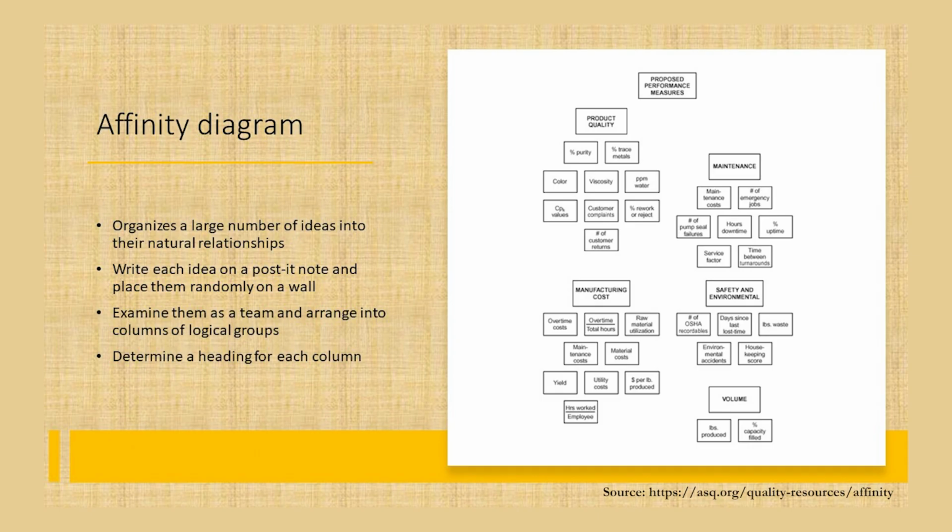Likewise, many of the ideas may group into something such as safety and environment or into maintenance. So, you can organize a large number of ideas into their natural relationships. You have hundreds of ideas, but you group them. Grouping them creates this affinity diagram. You write each idea on a post-it note and place them randomly on a wall, then examine them as a team and arrange them into columns of logical groups.